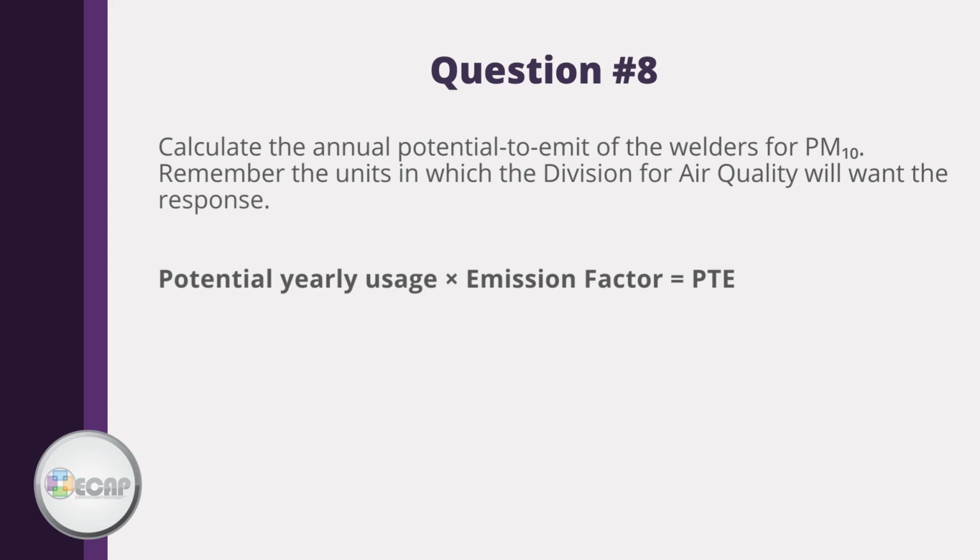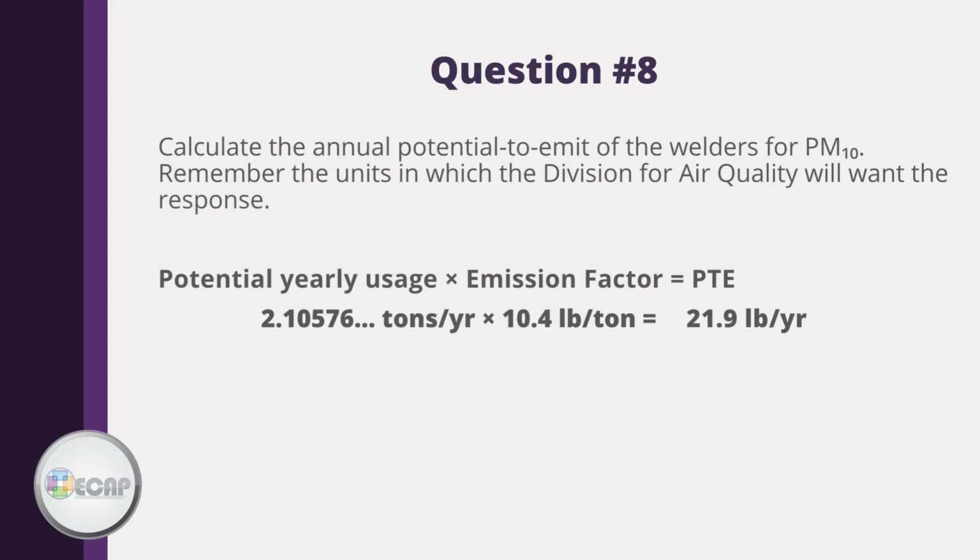Here we can see the basic formula for determining our PTE. Potential yearly usage times emission factor equals PTE. If you remember, we have just determined that our potential yearly usage is 2.10576 tons per year, and our emission factor for the type of welding and wire we are going to be using is 10.4 pounds per ton. In this example, we can see that the tons will cancel out and give us an answer of 21.9 pounds per year.